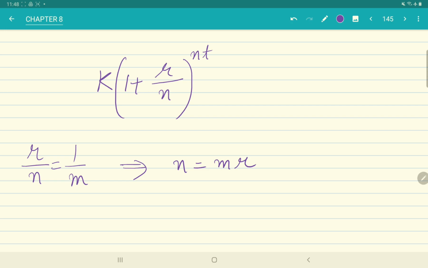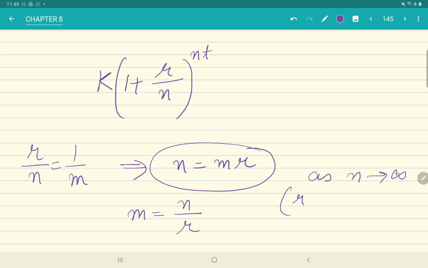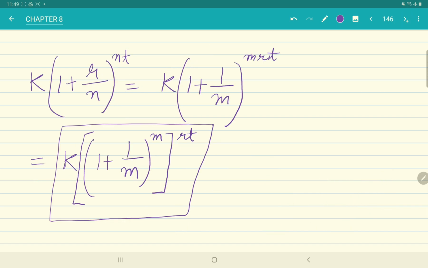But I know r is greater than 0, r is fixed. And as n tends to infinity, I know from this expression that m is equal to n by r. As n tends to infinity, with r being fixed, m also tends to infinity. So if m also tends to infinity, I can then see what happens to this expression as m tends to infinity.